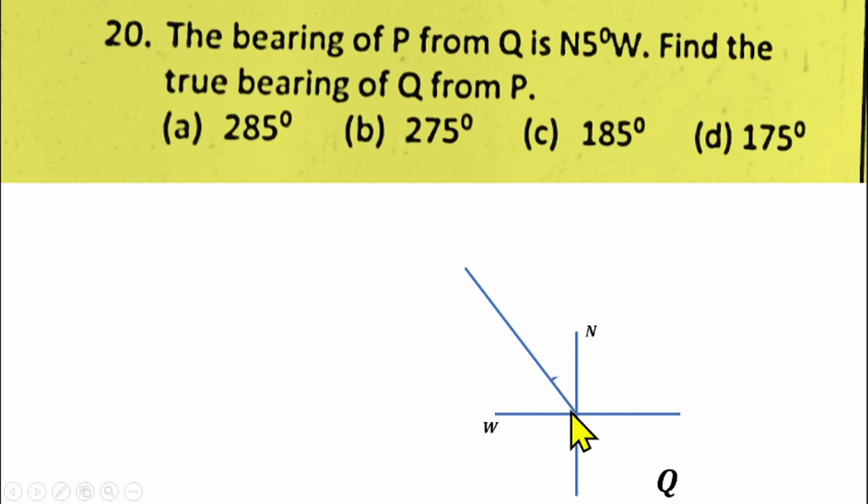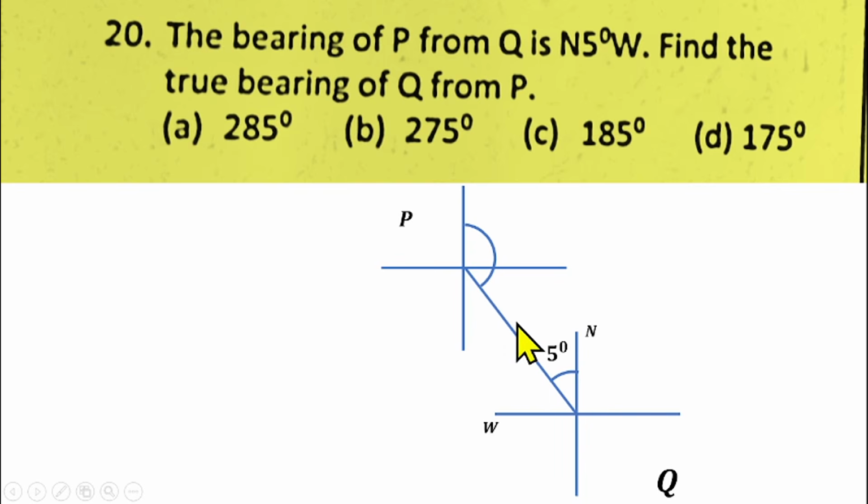So I'll locate the angle, which is 5 degrees. Then at this point I will draw my cardinal point to represent point P. Now we are looking for the bearing of Q from this P, which is the angle from the north to the line that joins them together. Since all the values given to us are in 3-digit bearing, the angle will be from the north to the line that joins them together.